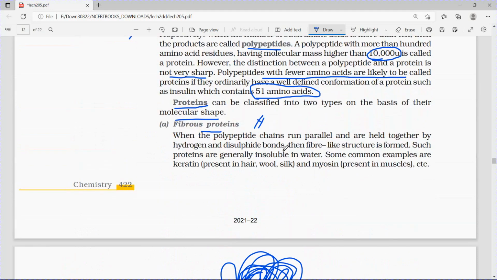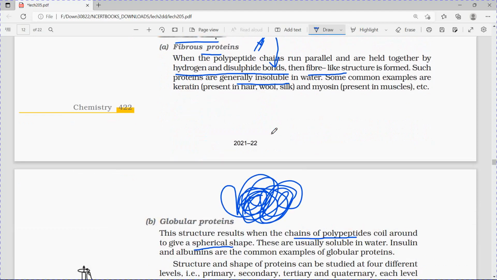Right. For these fibrous proteins, we should remember the hydrogen and disulfide bonds. I told you, these are held together by the hydrogen and disulfide bonds. Only then will the fiber-like structure be formed here. These proteins, the fibrous proteins, are generally insoluble in water, but the globular proteins are soluble in water.